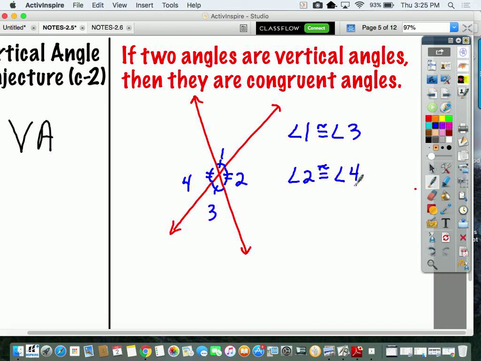Vertical angles, they would be the same measure. So let me just throw some numbers in here. Let's say this was 40 degrees. Okay, then automatically angle 3 would have to be 40.